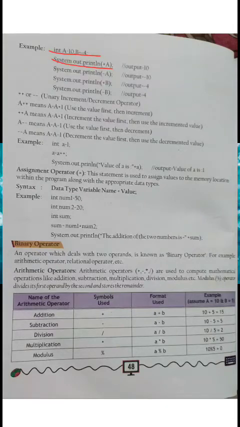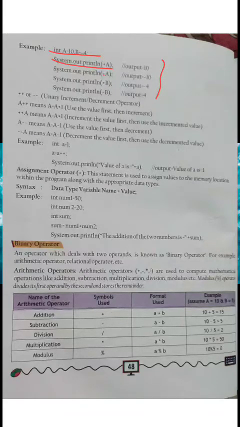The value of a is 10, so the output will be 10 only, because we have used only plus. System.out.println of -a means we are changing the sign, so the value will be -10. +b, the value will be -4. -b, minus minus, +4. As we have studied in mathematics, the same thing we are studying in computer also. This is simple mathematics: +a, plus means +10, the value will be +10. -a means -10. +b, plus minus, -4. -b, minus minus, that is +4. This is for a single operand, only a single value was there.